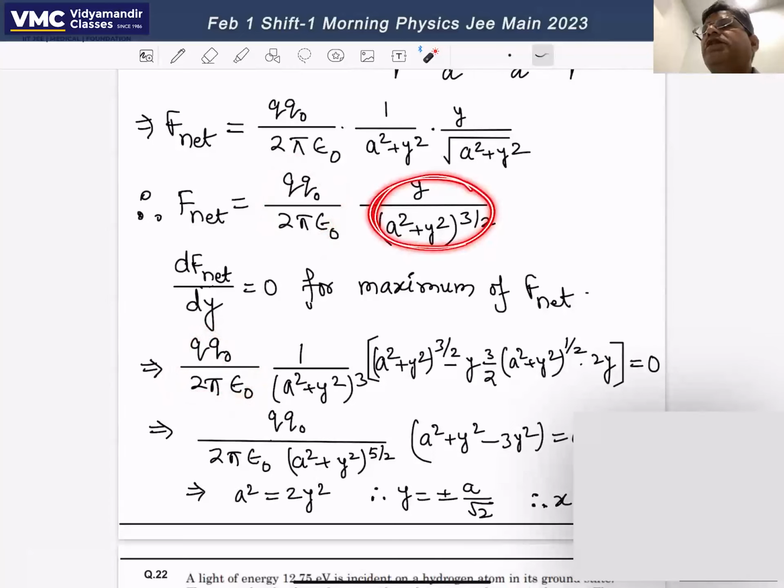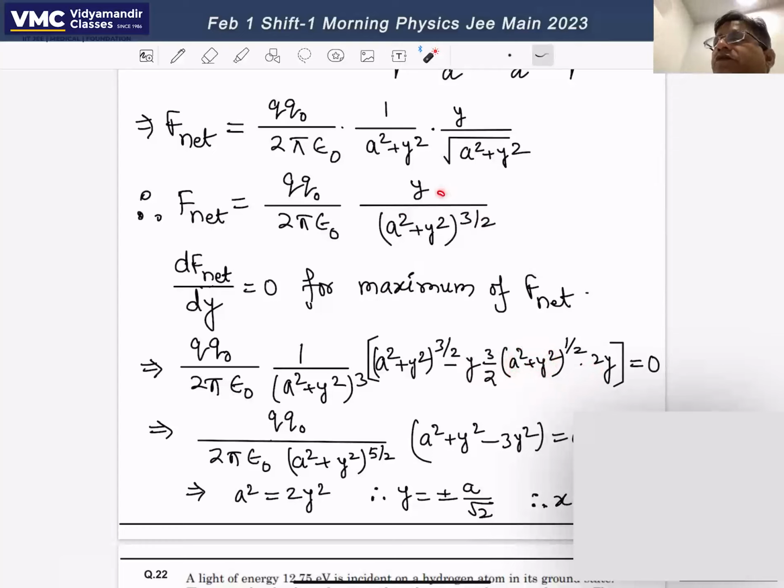Then we will apply the u by v quotient formula for differentiation, and we will take the square of the denominator. We will keep the denominator and differentiate y, that is 1, multiplied by 1. Then we will keep y as it is and differentiate the denominator with power 3 by 2, applying the power rule with a square plus y square. Then we apply the chain rule, differentiating inside also. For this term, the differentiation is 2y.